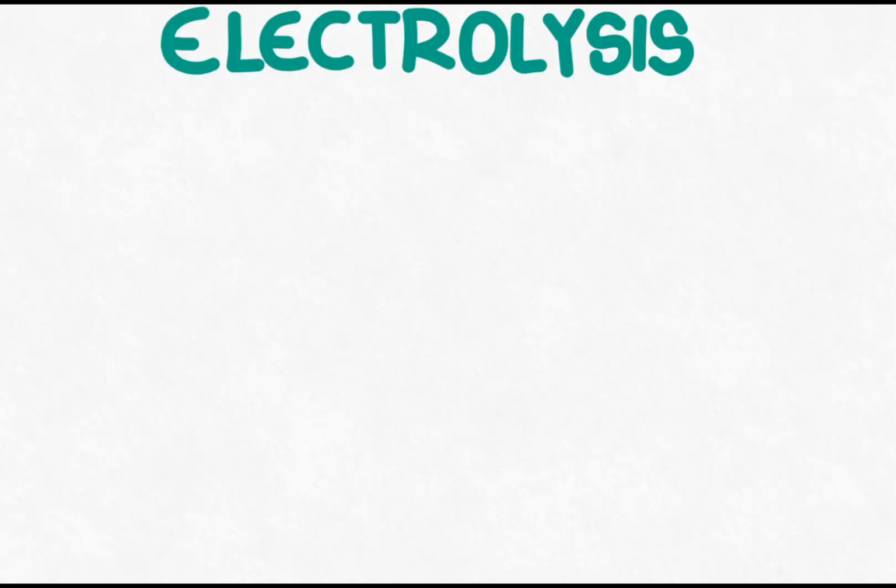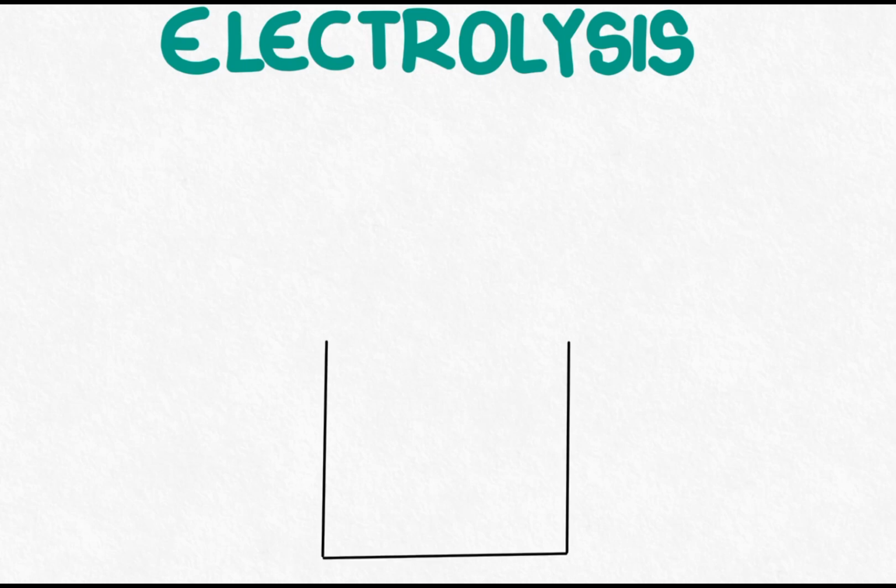We're going to have a look at the general principles of electrolysis. So let's start at the beginning, what we're going to need and how we're going to set it up. Firstly, we'll have a beaker, and it doesn't really matter what the beaker is made up of, as it won't be forming part of my electrolysis. Now I'm going to fill my beaker with an electrolyte.